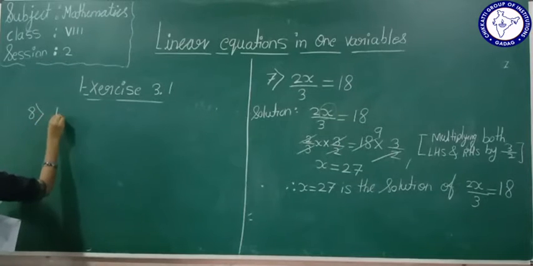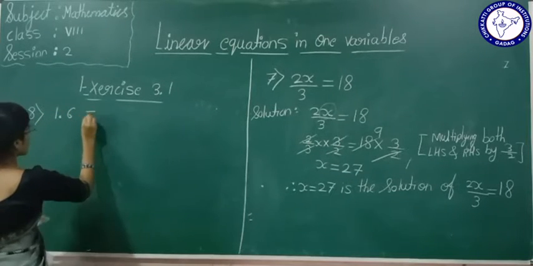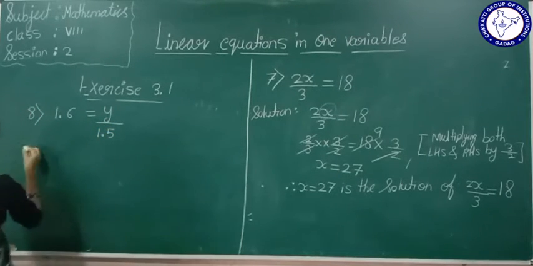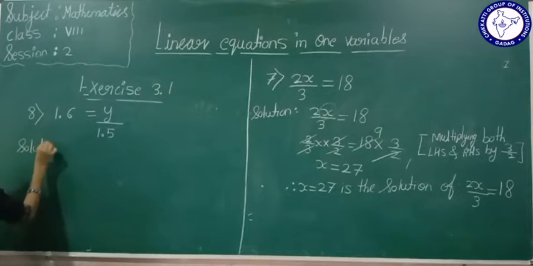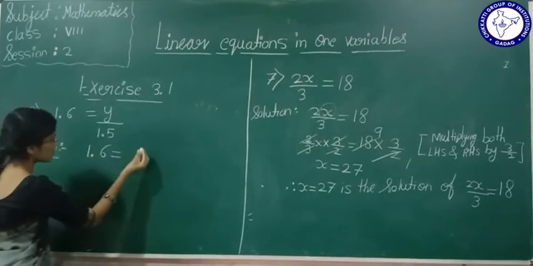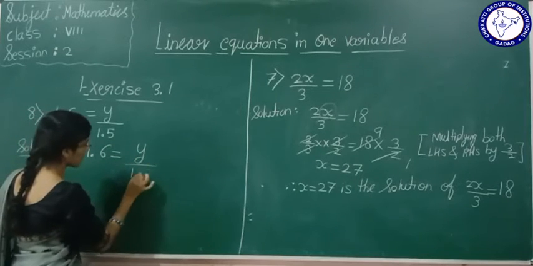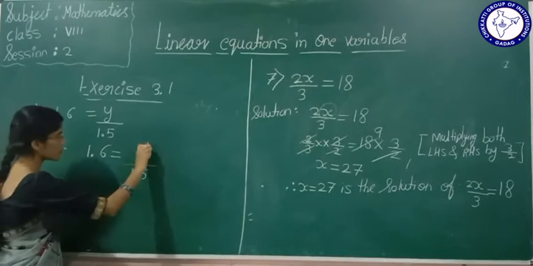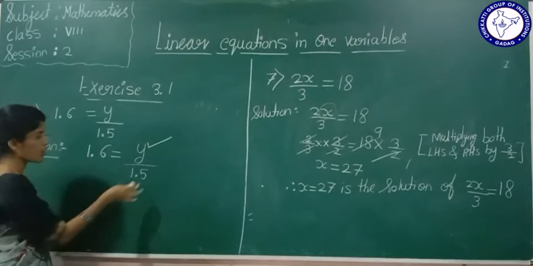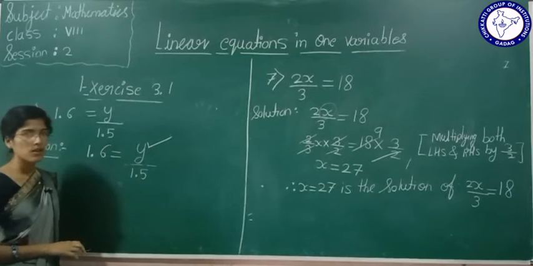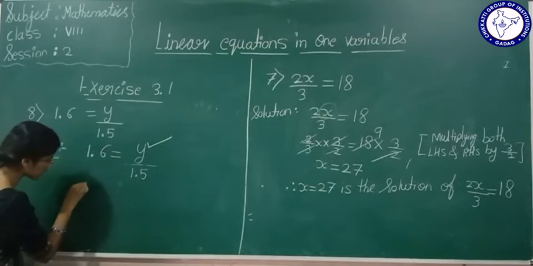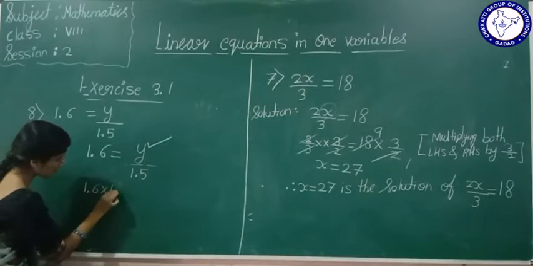1.6 is equal to y divided by 1.5. See the solution. The given equation is 1.6 is equal to y by 1.5. Now see students, we want to know the value of y. What will we do? How to vanish this 1.5? Multiplying both sides by 1.5? Yes, it is correct. You are absolutely right. Multiplying both sides by 1.5.